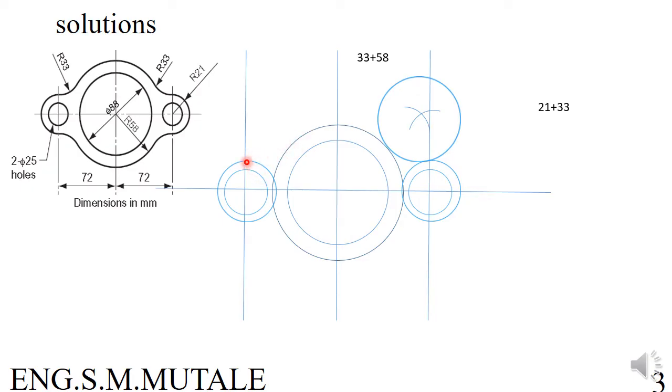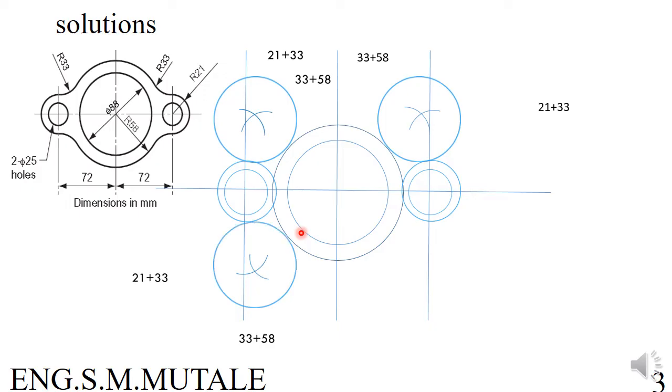It's the circles involved, you add the radius. So it will be 21 plus R1, you strike that arc. And the other one, 33 plus 58, you strike that arc. Stand at that point, then you produce that circle. So you do the same even for the other sides. Okay, you add those, produce those arcs, and then you produce that circle. So all these lines are supposed to be very faint.